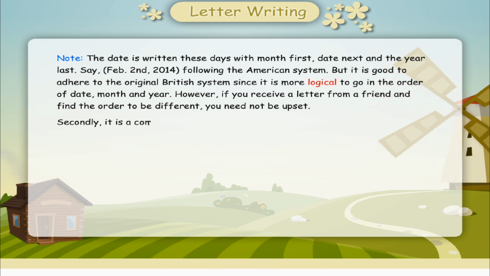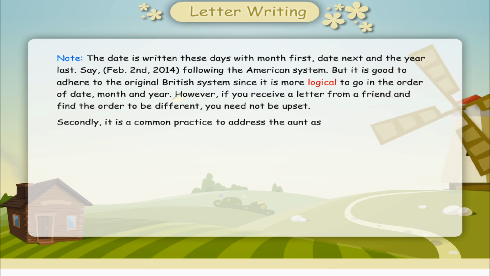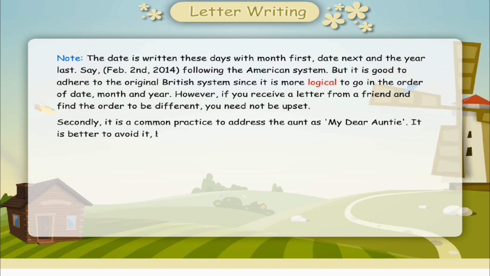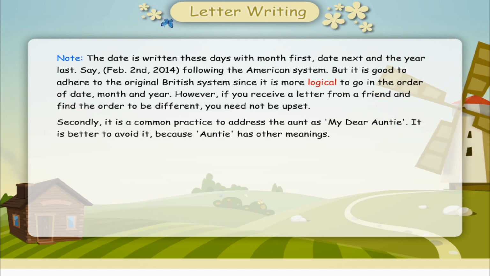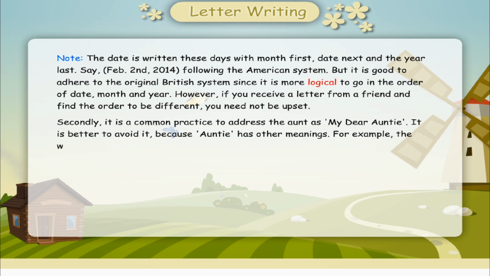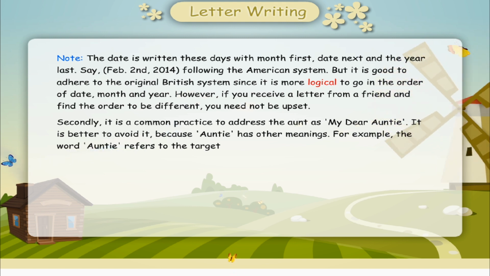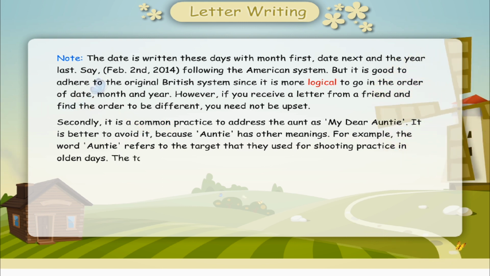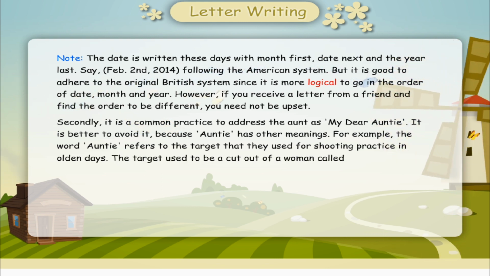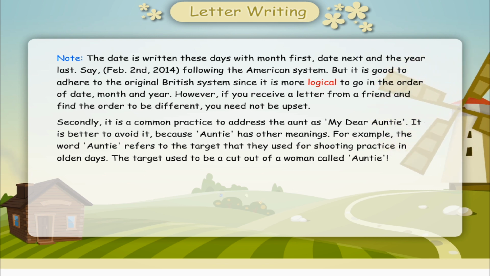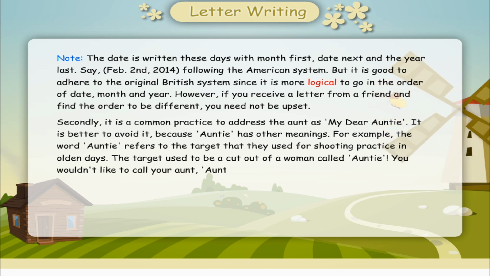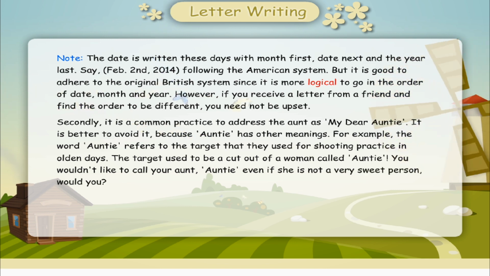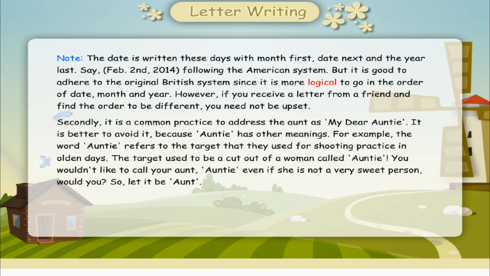Secondly, it is a common practice to address the aunt as "My dear auntie." It is better to avoid it because auntie has other meanings. For example, the word auntie refers to the target that they used for shooting practice in olden days. The target used to be a cutout of a woman called auntie. You wouldn't like to call your aunt auntie even if she's not a very sweet person, would you? So let it be aunt.